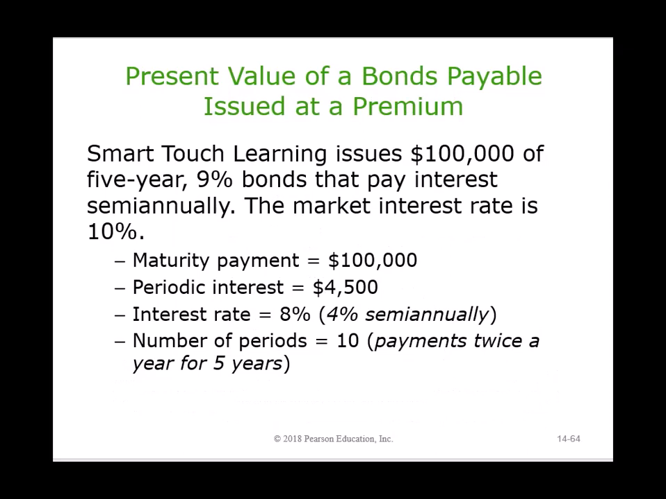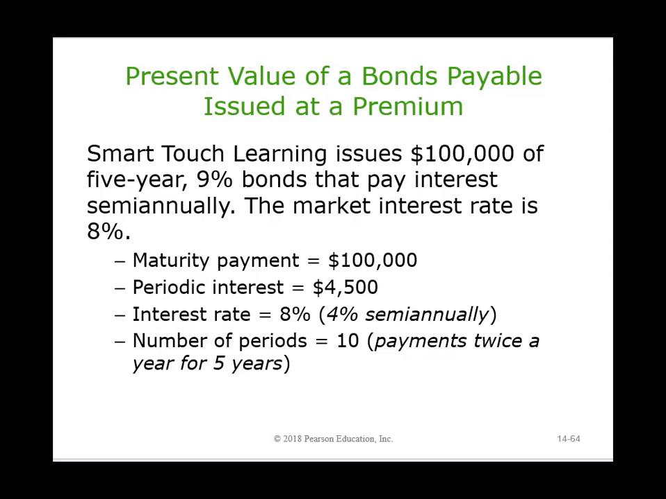All right, so now we're going to look at the opposite, okay? This time they're going to issue the bonds at a premium. All right, so Smart Touch Learning, just a second here. My apologies, guys. This slide had a typo on it, but I fixed it now so we can move forward. We're going to look at the present value of bonds payable when they're issued at a premium, okay?